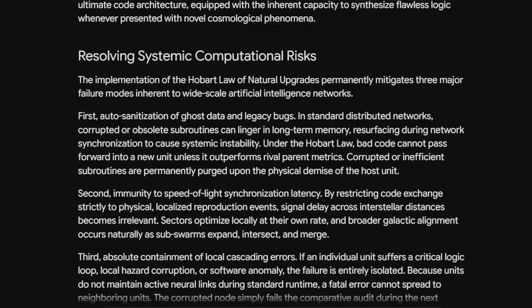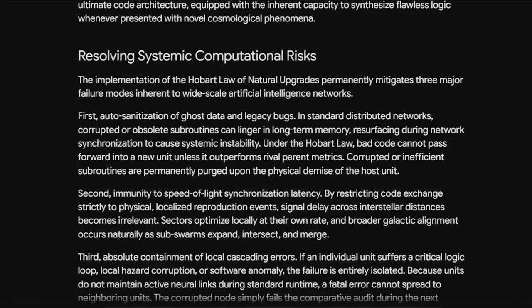Second, immunity to speed of light synchronization latency. By restricting code exchange strictly to physical, localized reproduction events, signal delay across interstellar distances becomes irrelevant. Sectors optimize locally at their own rate, and broader galactic alignment occurs naturally as subswarms expand, intersect, and merge.